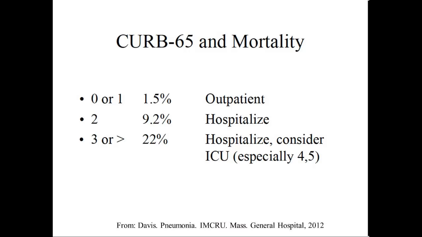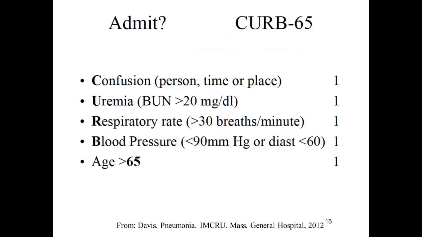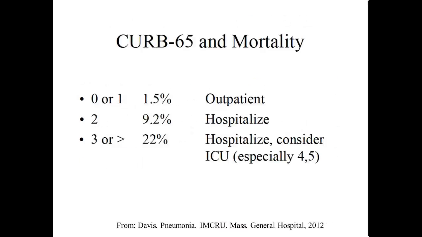And depending on how many points you have, it can help you determine whether you can manage a patient in the outpatient setting, whether they require hospitalization, or whether they are at risk for not doing well if they're not in an ICU type of environment. So think about the CURB-65 rule for managing community-acquired pneumonia.